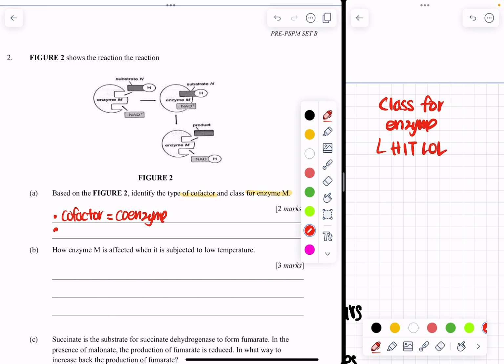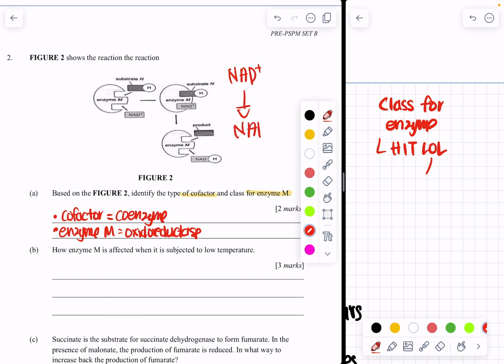The only answer that I accept is oxidoreductase. So enzyme M is oxidoreductase. Why? Because it has been reduced here. NADH has been reduced. My bad. NAD plus has been reduced to NADH.